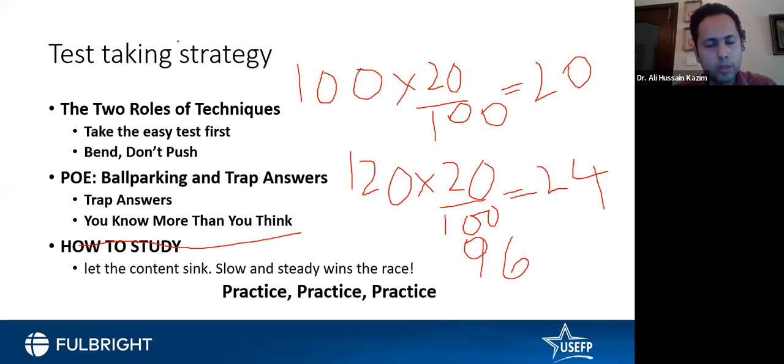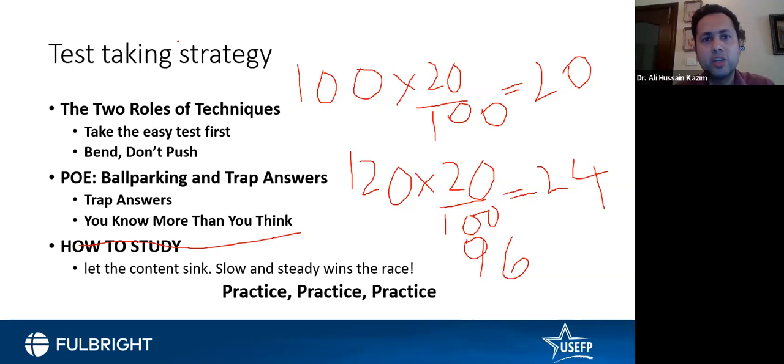Preparing for the exam, so how to study for it? Let the content sink. Give yourself time to understand each and every concept, and then take it from there. Slow and steady wins the race. If you have time, or even if you have just 1 month, make sure that you understand it fully.